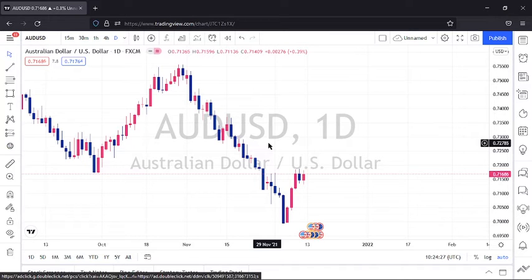So this week we are going to look at AUDUSD, and also GBPCHF and USDJPY. This analysis is ahead of Monday 13th to Friday 17th December. So let's quickly look at it.